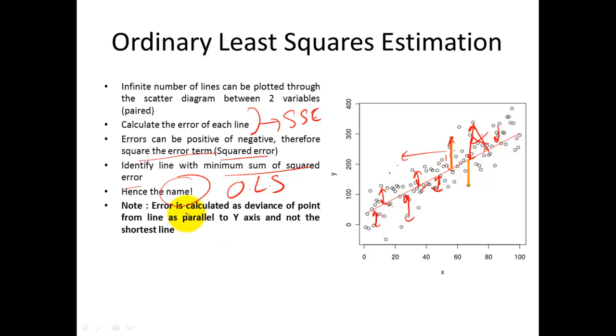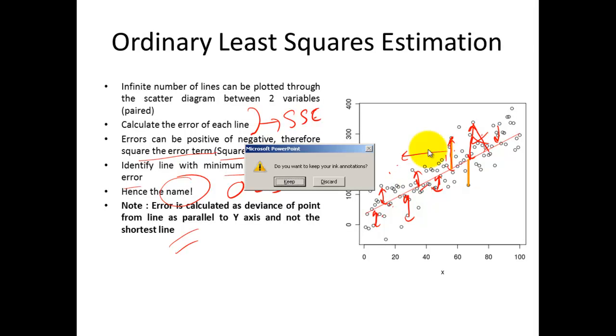So again, note, error is calculated as deviance from the line parallel to the y-axis and not the shortest distance between that observation and the line. And this is how OLS regression works when we generate a formula between the two variables.